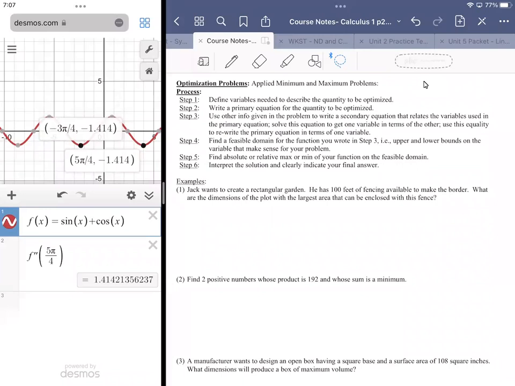We do something that we probably already know the answer to, but we want to learn the calculus approach for it. So Jack wants to create a rectangular garden. He has 100 feet of fencing available to make the border. What are the dimensions of the plot with the largest area? It's the largest area. All right, so we want to optimize area.